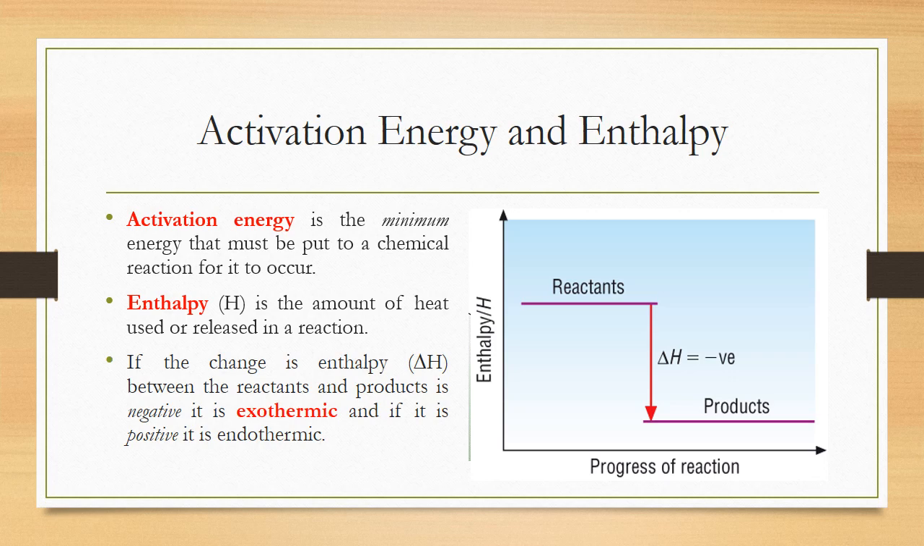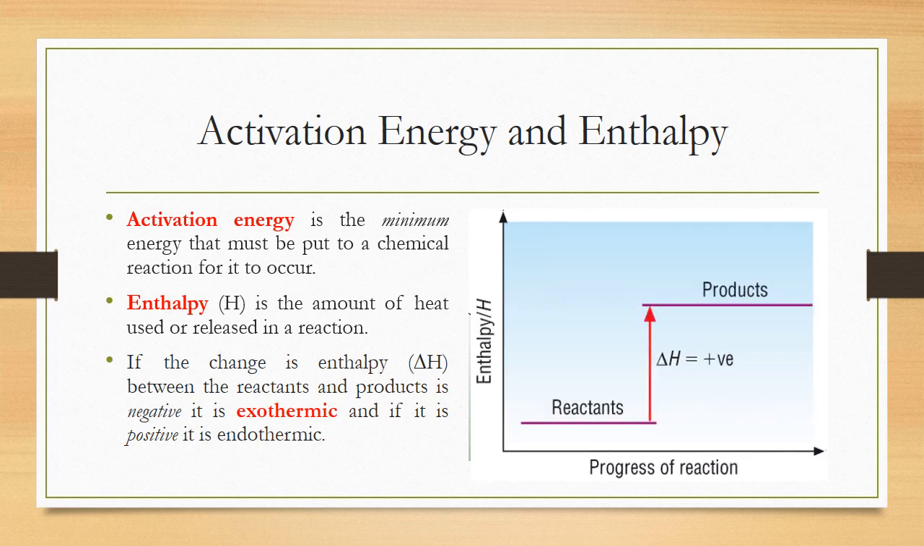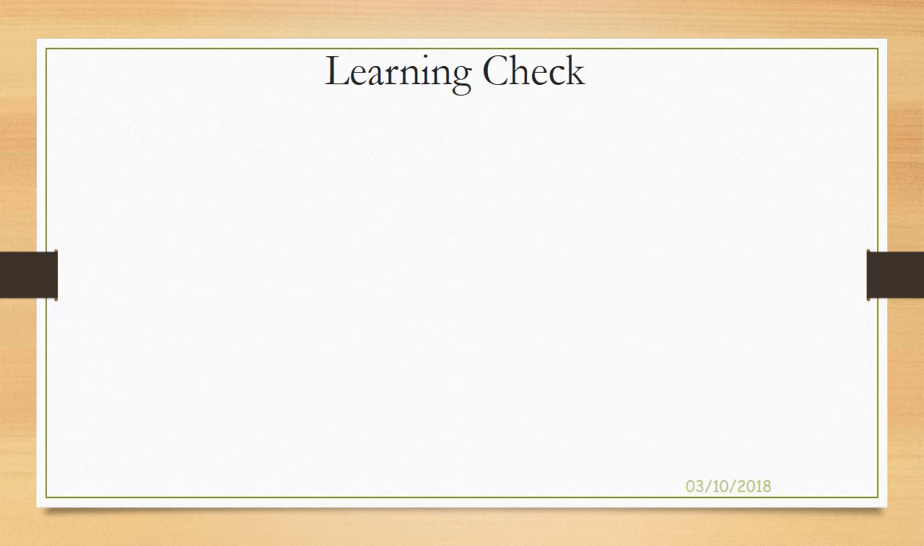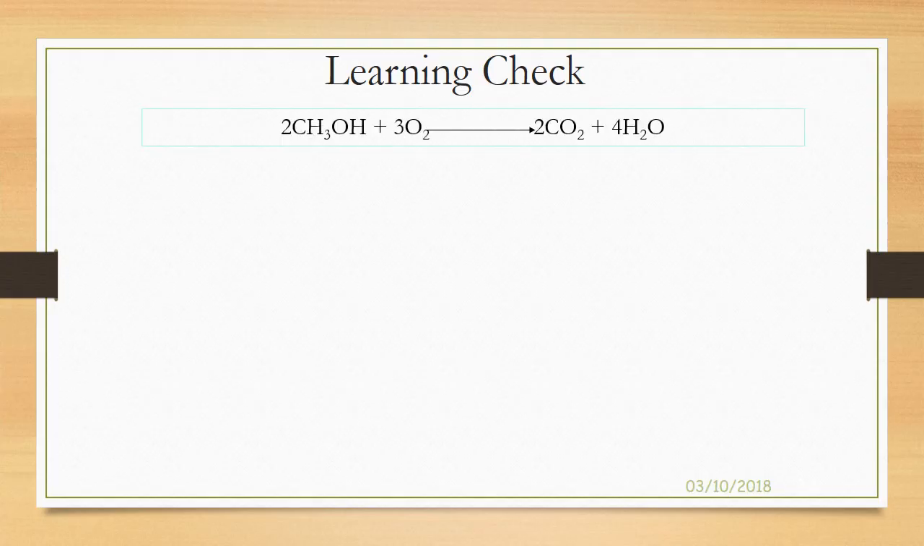So reaction progress, you've got reactants of high energy. In the previous example, that would have been your methane and oxygen, and the products were of lower energy, the carbon dioxide and water. Delta H would have been negative, so energy would have been released. If it was the opposite, then delta H would have been positive, and it would have been an endothermic reaction. Okay, quick learning check.